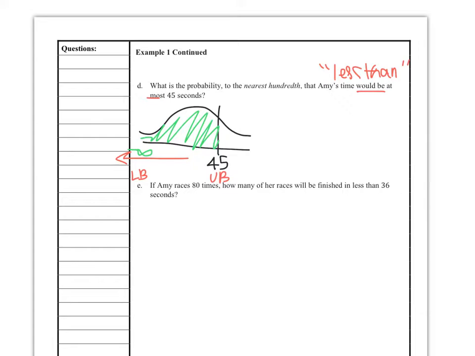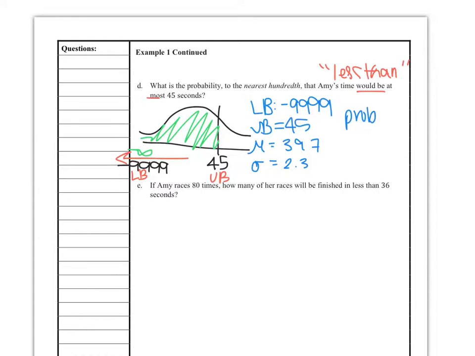Well, again, we can't type in negative infinity, so what we do is negative 99999, a really large number in the negatives. So negative 9999 will suffice. So again, lower bound is negative 99999. Upper bound is 45. Mean, 39.7. Standard deviation, 2.3. And here we have to find the probability.